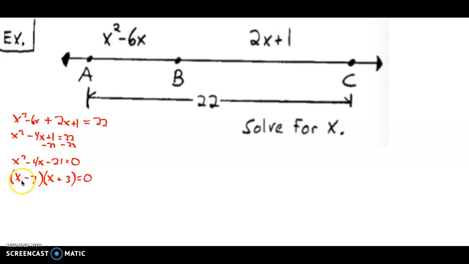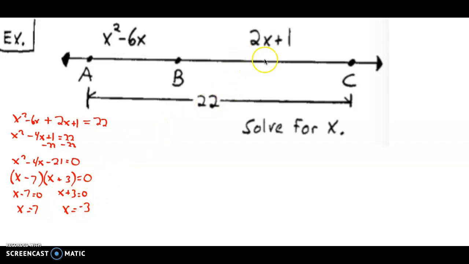Now, we are multiplying x minus 7 times x plus 3 and getting an answer of 0. So that means either x minus 7 equals 0 or x plus 3 equals 0. And we're going to solve each one of these. For x minus 7 equals 0, just add 7 to both sides. x equals 7. For x plus 3 equals 0, we're going to subtract 3 from both sides. x equals negative 3. Okay, so right now we have two possible answers: x equals 7, x equals negative 3.